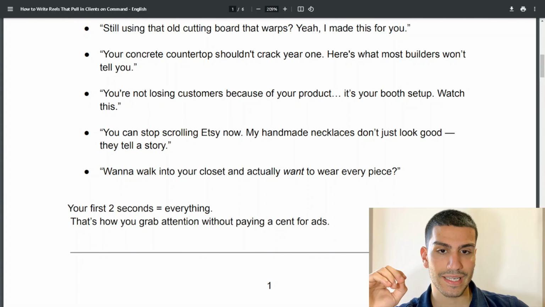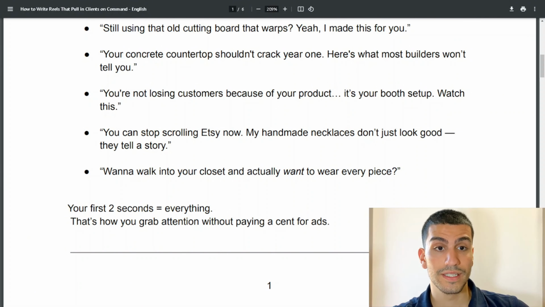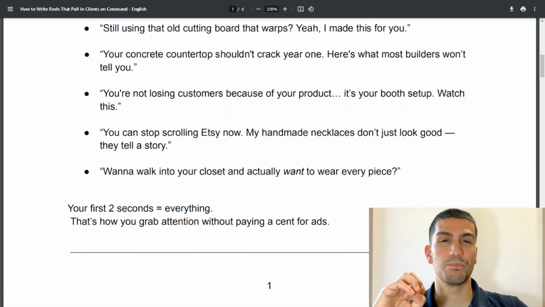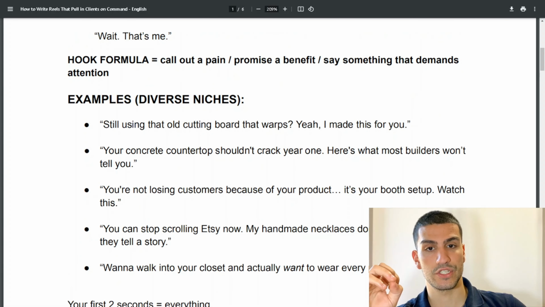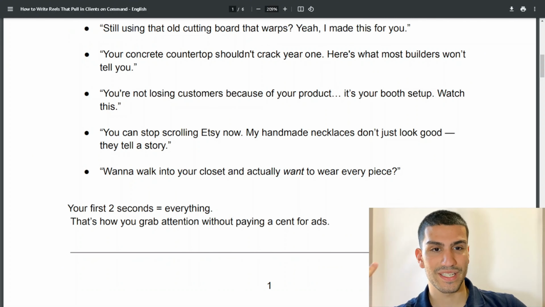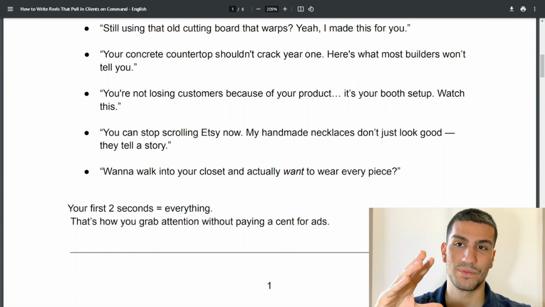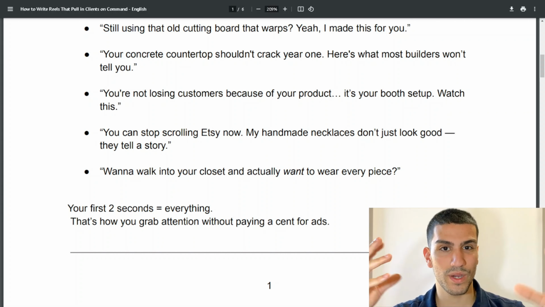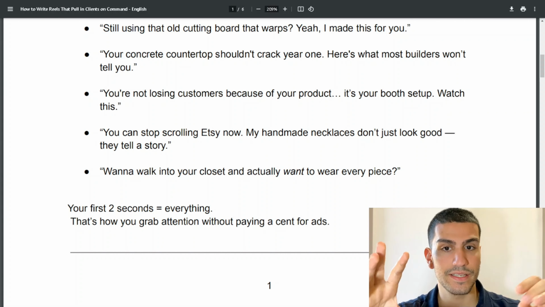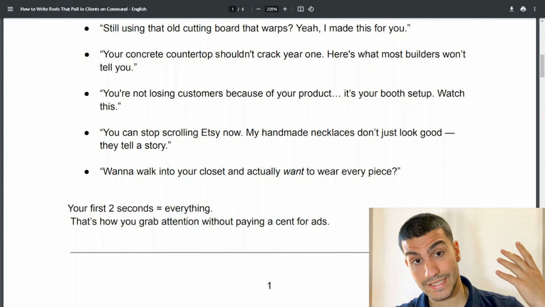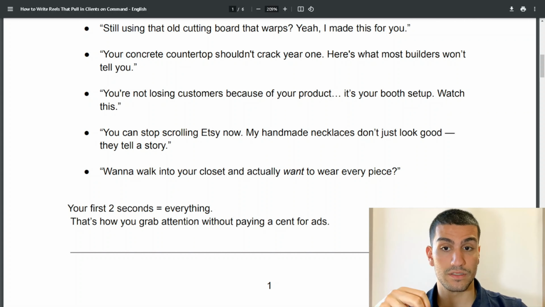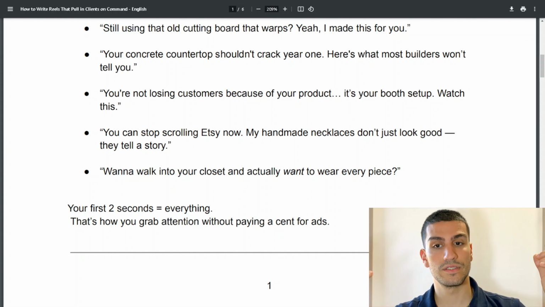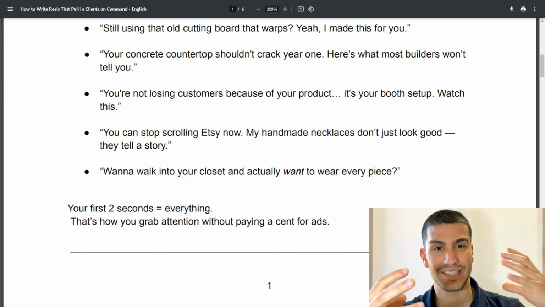My handmade necklaces don't just look good, they tell a story. Now here's a perfect example of using attention, saying something that demands attention, because you can stop scrolling Etsy now. Say, okay, why do I have to stop scrolling Etsy? And then state that my handmade necklaces don't just look good, they tell a story. That's like, there's a mystery there.